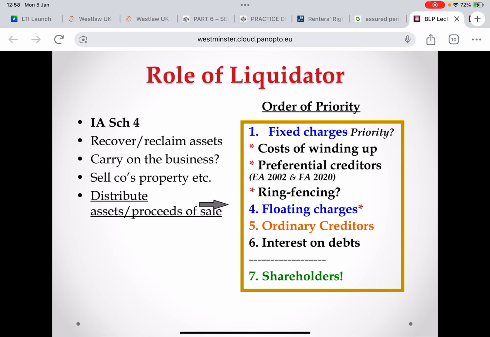Who will get paid back first of all in liquidation? Creditors or shareholders? Easy. The creditors will be paid back first of all. One down, let's keep moving on. Who gets paid back then? First of all, secured creditors or unsecured creditors? Easy. The secured creditors will be paid back before the ordinary unsecured creditors. A little bit more complicated now.